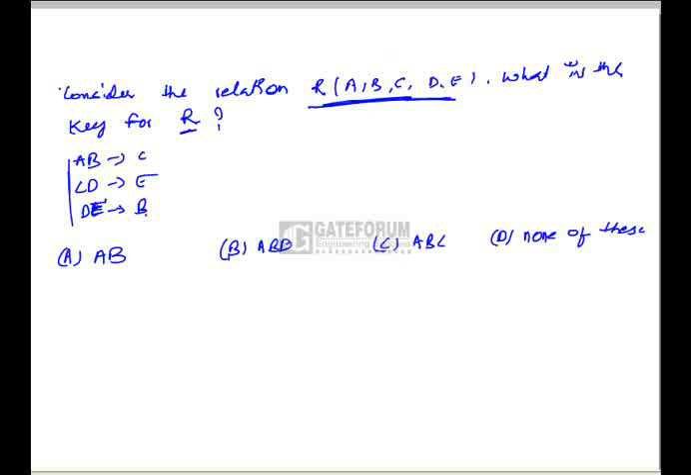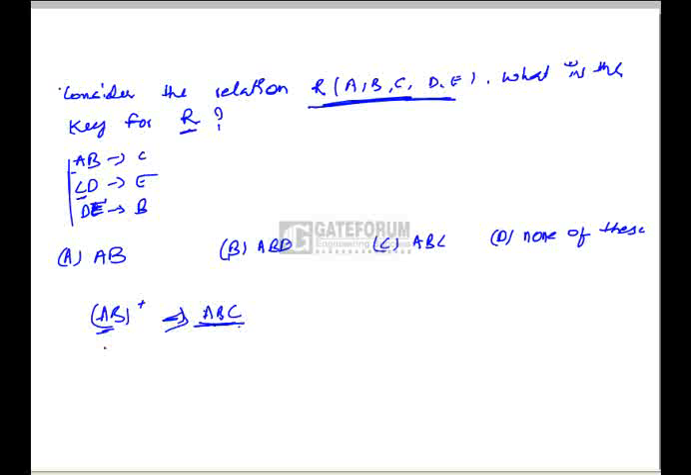So let us find the closure of AB. AB plus gives C. So AB plus gives AB and C. Can we derive other attributes from AB? No. So AB plus gives ABC.